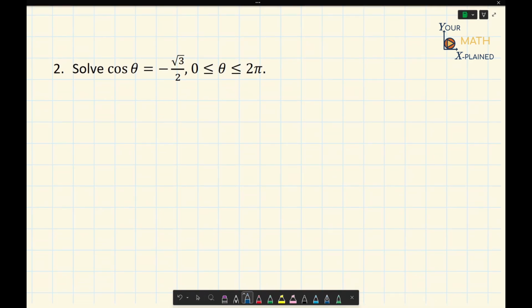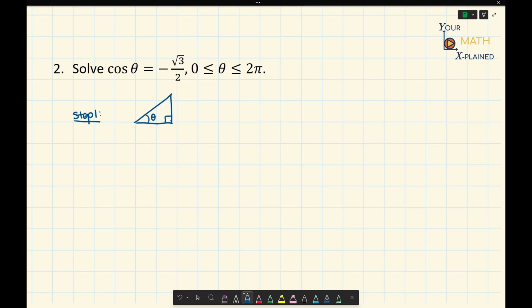For our next example, we're going to follow the same steps. So step 1, that is going to be to find our reference angle. So we're going to draw a triangle, and then we're going to label our angle theta. And here we can see that we have cosine of theta is equal to negative root 3 over 2. But remember, we don't care about the negative sign because we're going to use our quadrant knowledge to find where to actually draw the reference angle. So we're just going to treat this as positive root 3 over 2.